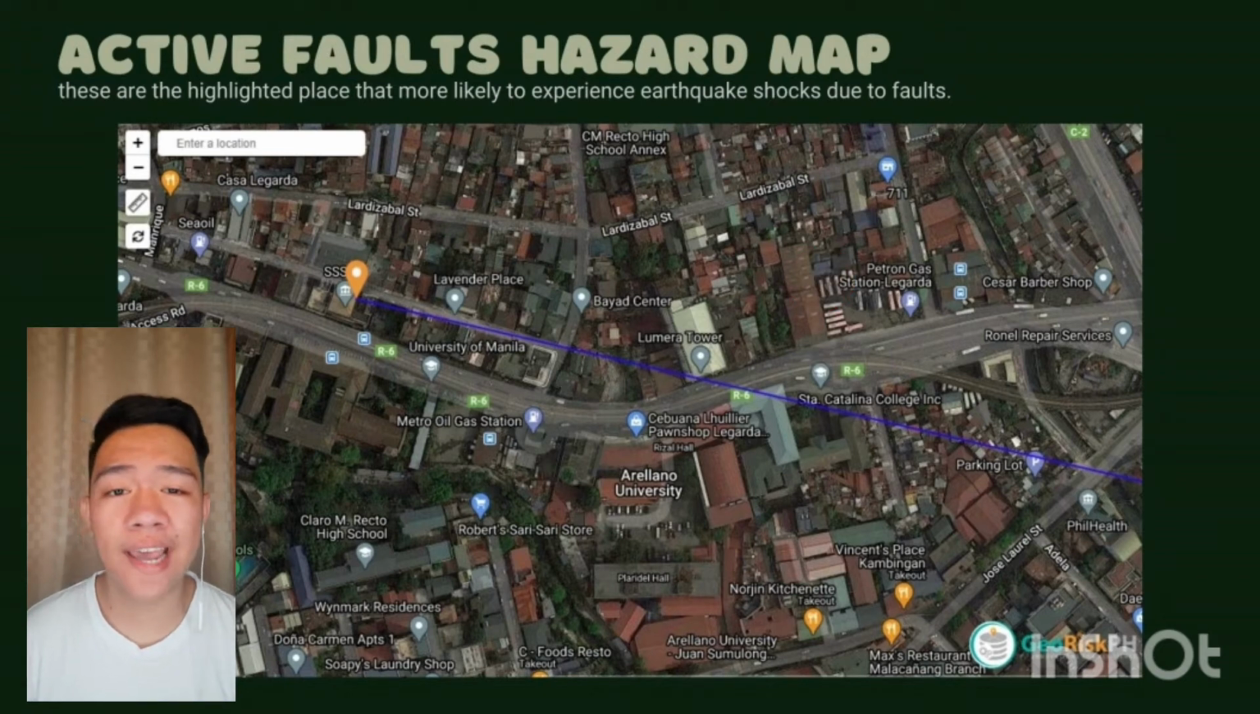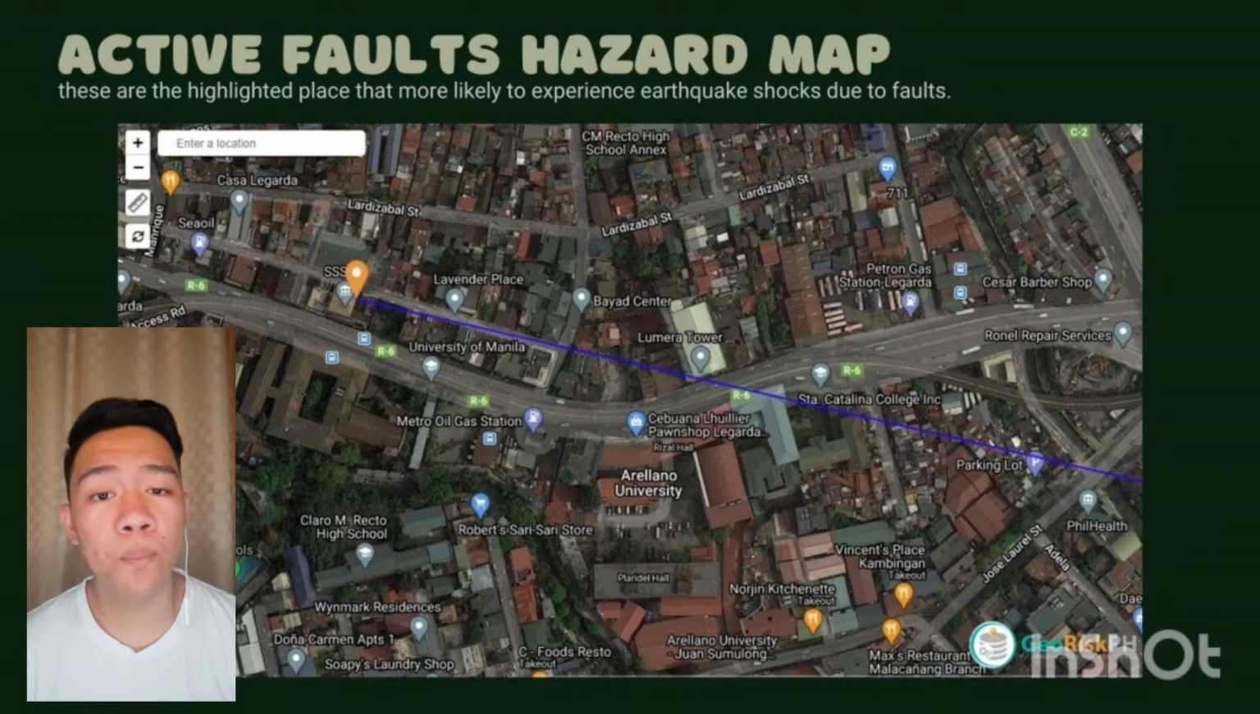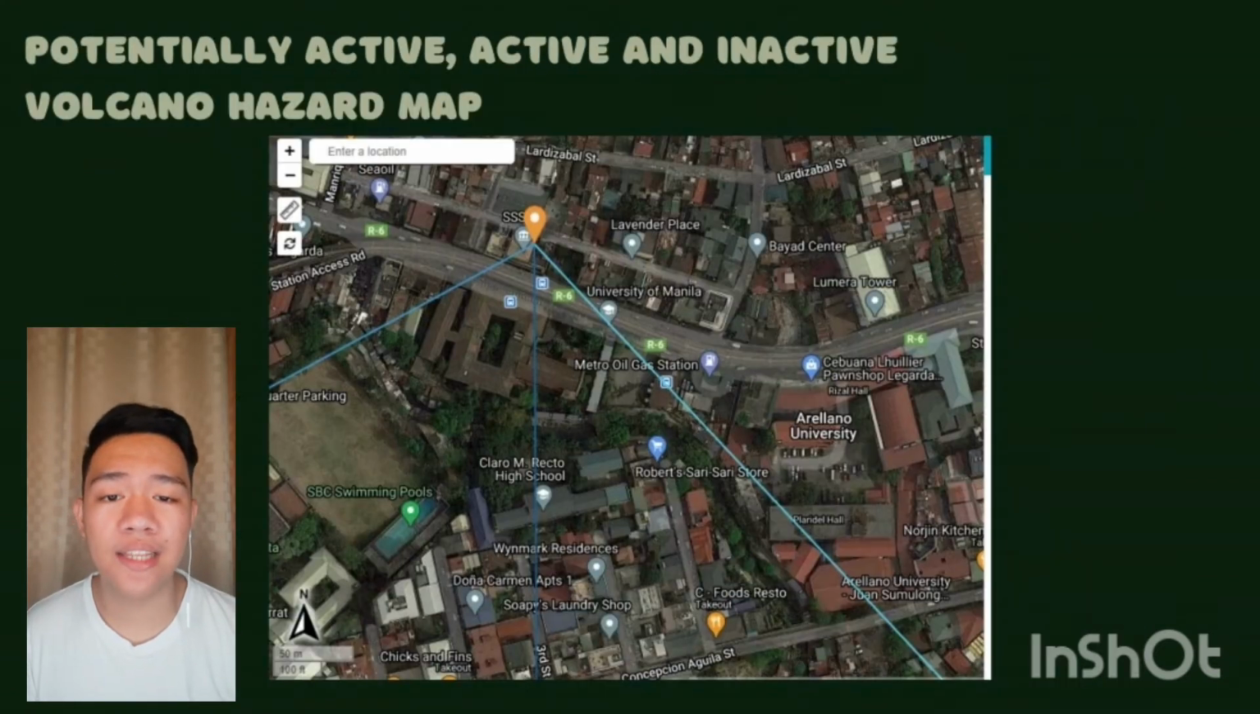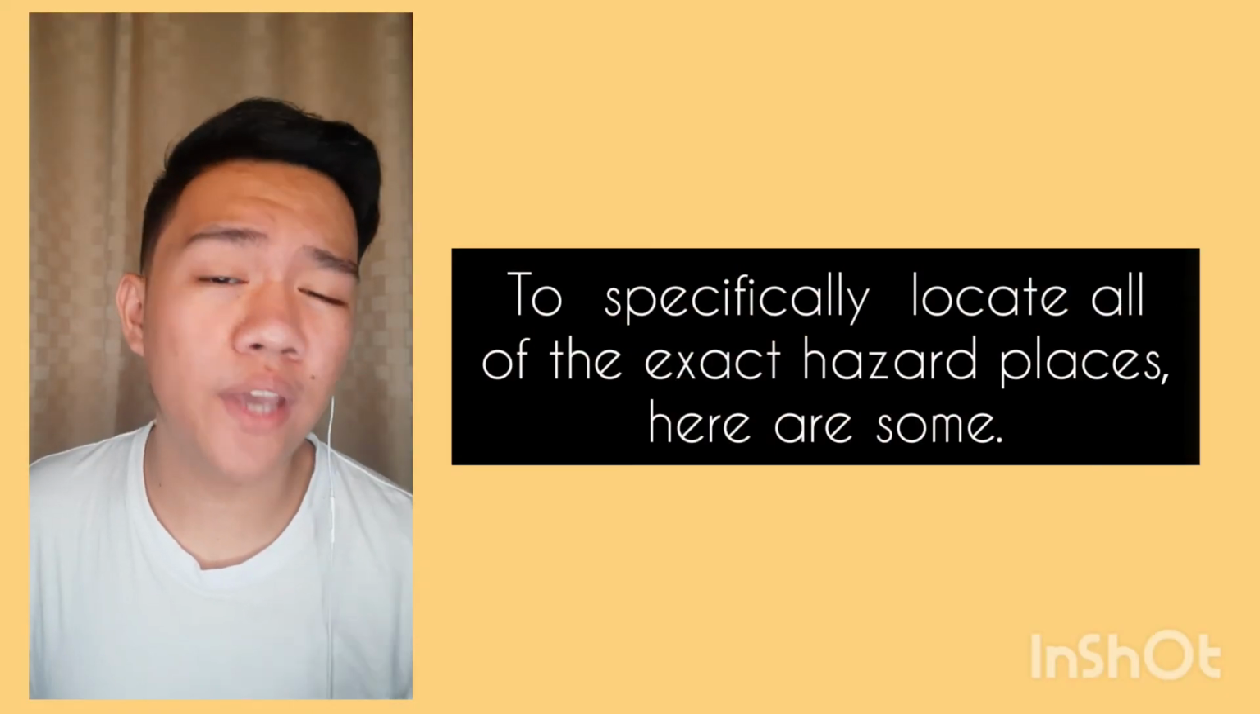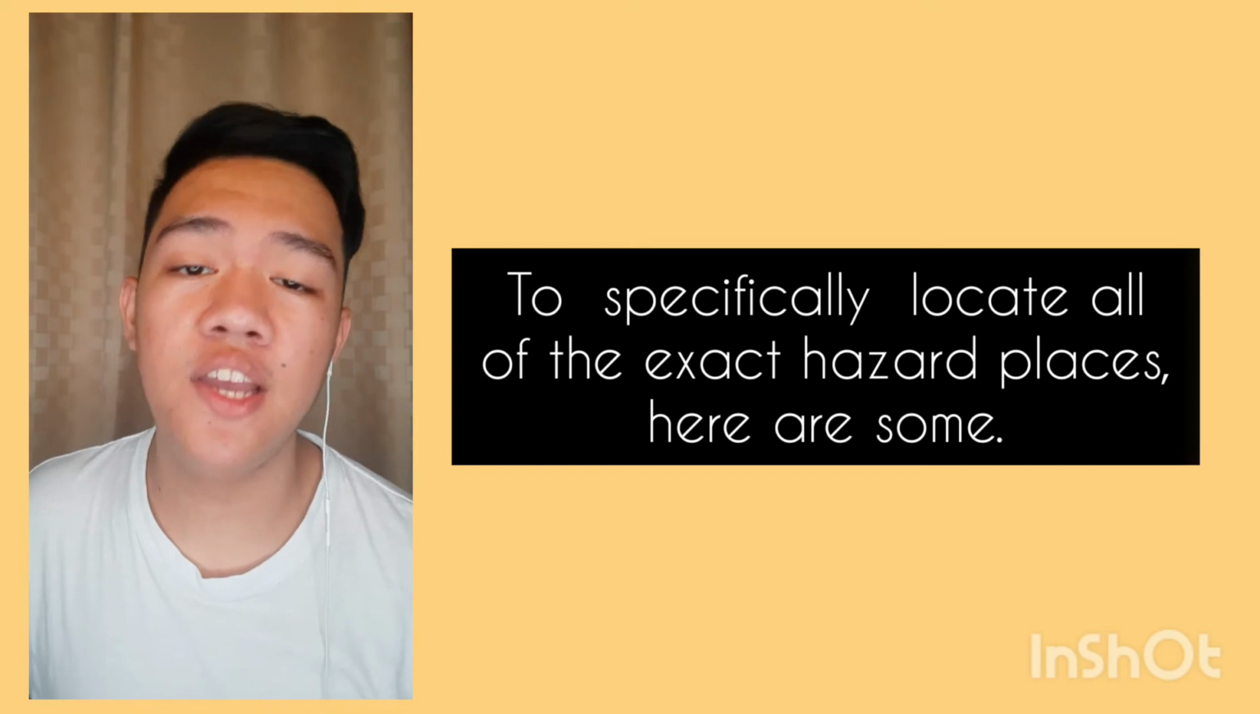As seen here on the slide, I am now going to pinpoint some of the areas near the community that have potentially active and inactive faults. So as I have said earlier, active faults are located somewhere in Lumera Tower, Santa Catalina College, and the SSS branch here in Ligarda. But to add, here are the potentially active and the inactive volcano hazards. The potentially active volcano hazard is located near San Beda College, and the inactive volcano is at the Arellano University in Juan Sumulong campus.